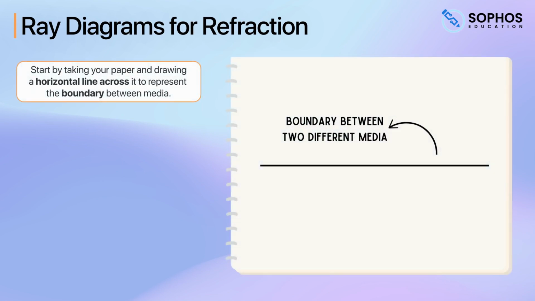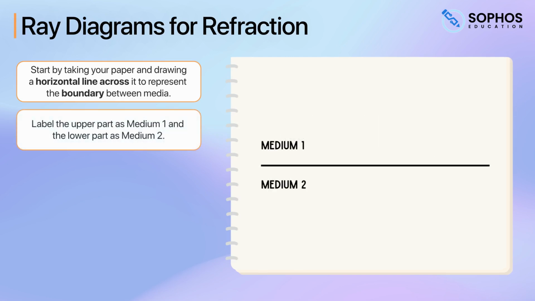Start by taking your paper and drawing a horizontal line across it. This line represents the boundary between two different media. For example, it could be the line where air meets water or where air meets glass. Label the upper part as medium 1 and the lower part as medium 2.